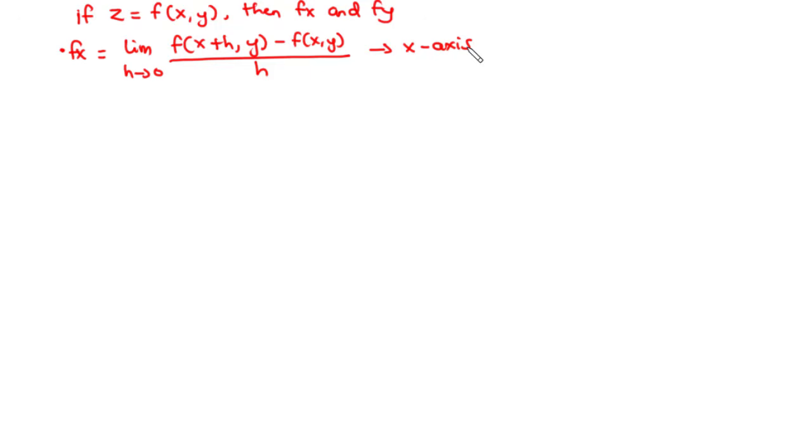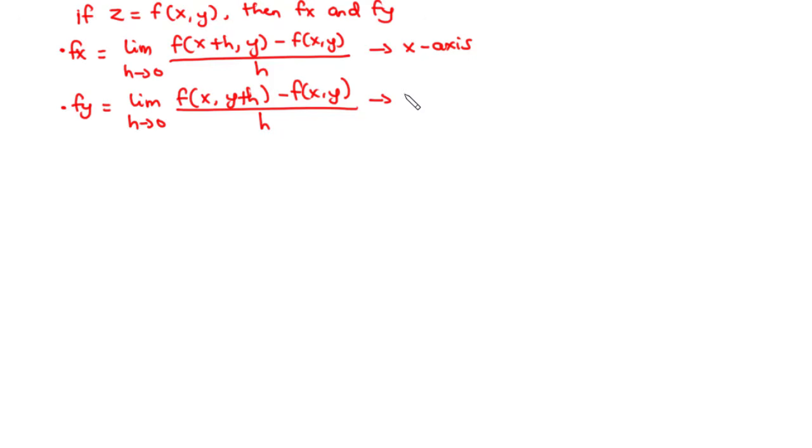This basically represents the rate of change of the function when it's directed along the x-axis. And then fy, which is the partial derivative of the function with respect to y, is said to be, in terms of limits, the limit as h approaches 0 of f of x, comma, y plus h, minus f of x, y, all divided by h. And this is also said to be the rate of change of the function when it's directed along, this time, the y-axis.